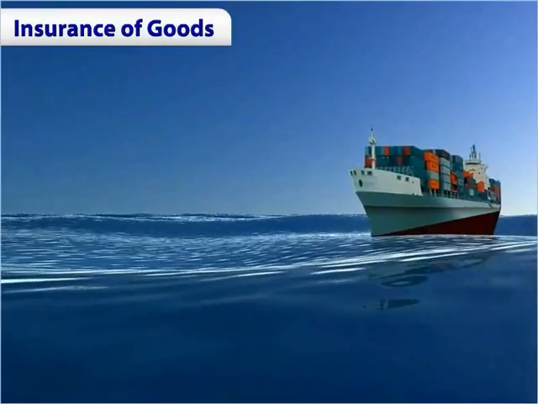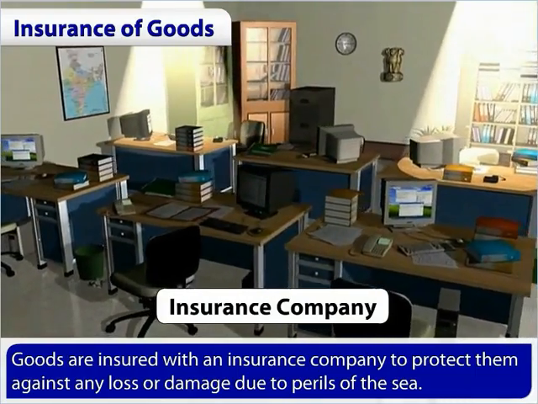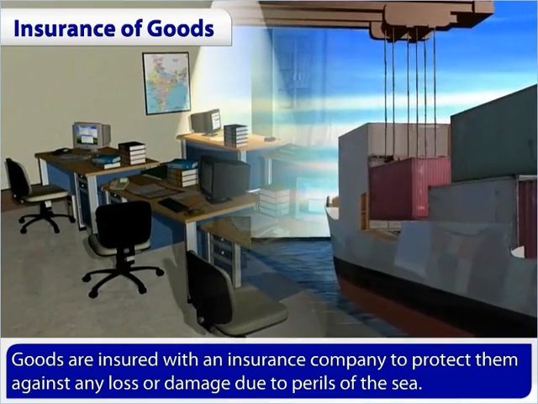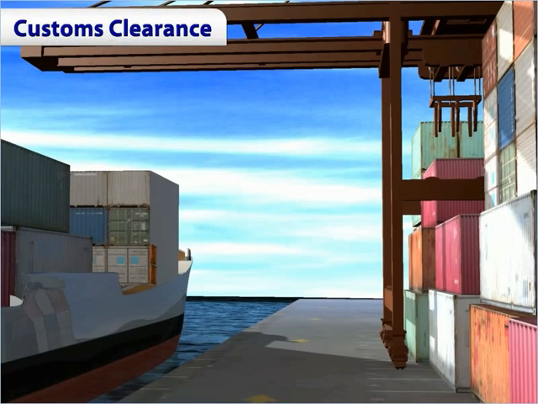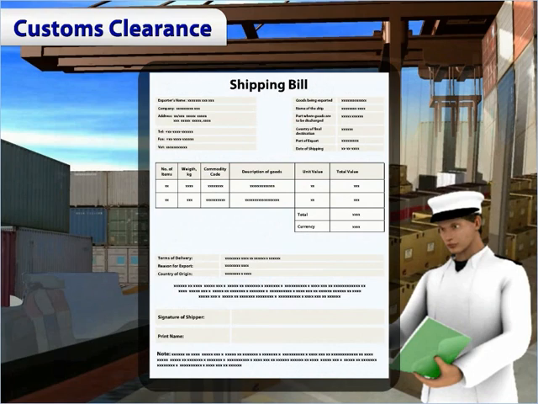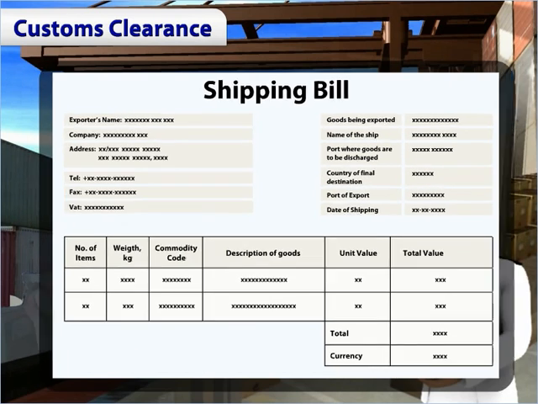Insurance of goods. Goods are then insured with an insurance company to protect them against any loss or damage due to perils of the sea. Customs clearance. Before loading the goods, clearance from the customs authorities is necessary. For this, the exporter prepares shipping bill containing information about the particulars of the goods being exported, name of the ship, port where goods are to be discharged, country of final destination, exporter's name and address, etc.